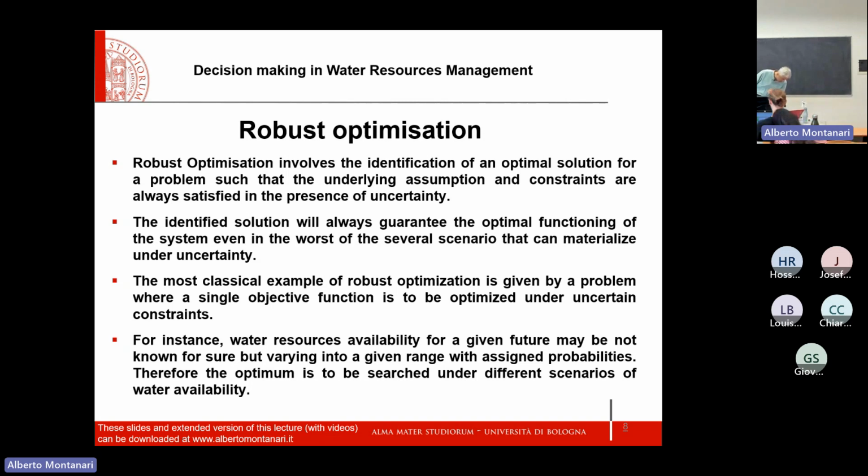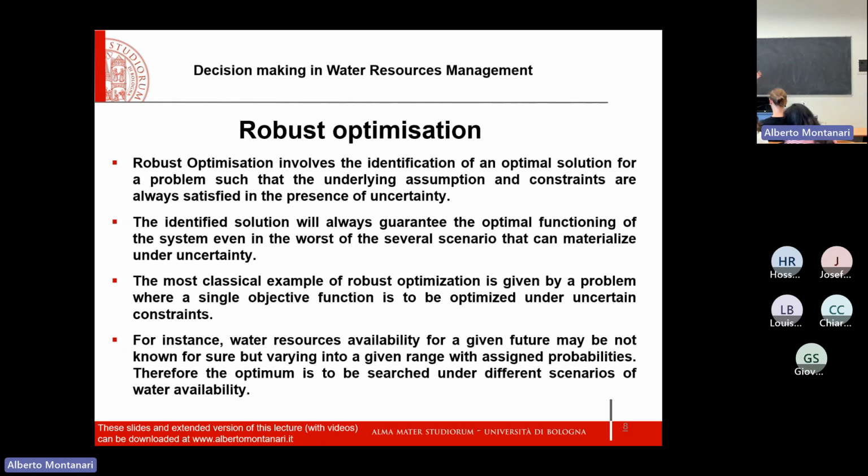And according to this type of approach, the identified solution will always grant the optimal functioning of the system, even in the worst of the several scenarios that can materialize under uncertainty. Okay? Of course, this is conflicting with the purpose of getting the best performance. The best performance may work in ideal condition. In order to identify the best performance, you have to refer to an ideal condition. If you have a set of conditions, of course, the best performance is not the same for all the conditions, which means that if you identify a single best performance for a single future climate scenario, then if the climate scenario becomes different, the solution will not be the best one.